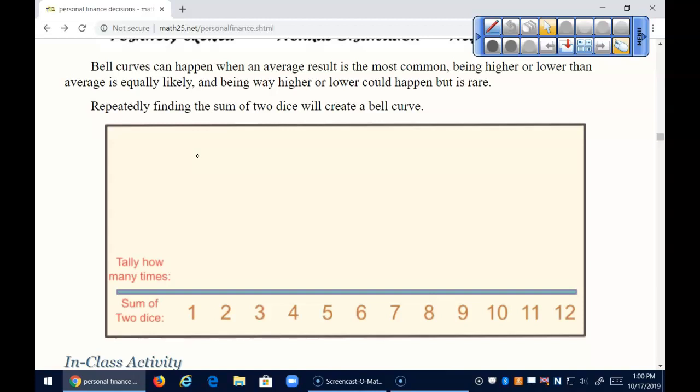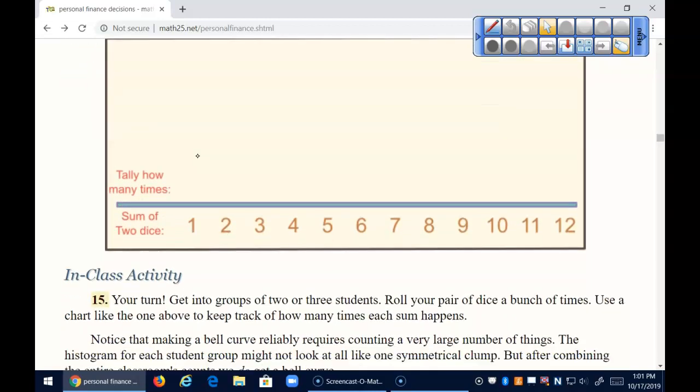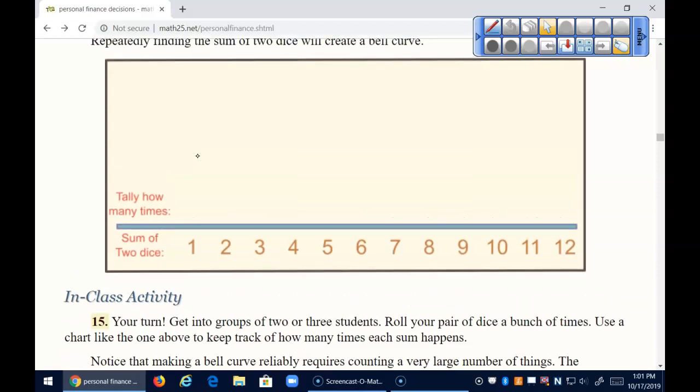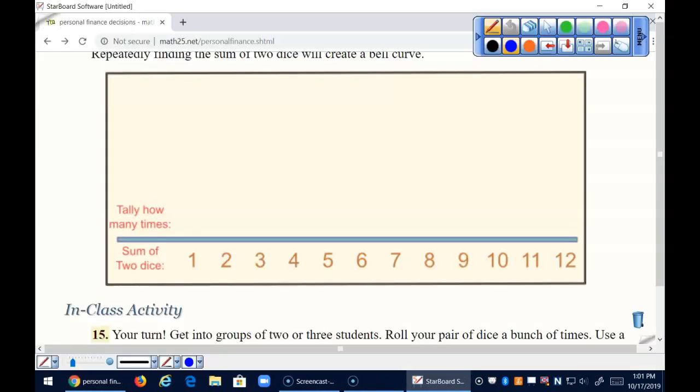Okay, so come get 2 dice and check paper. Your job is to roll your dice a bunch of times and use a chart like this one to keep track of how many times each sum happens. I'm not going to worry right now about exactly how many times you roll them. Don't worry if it's the same as your neighbor. But just for a couple minutes, make a bunch of numbers.